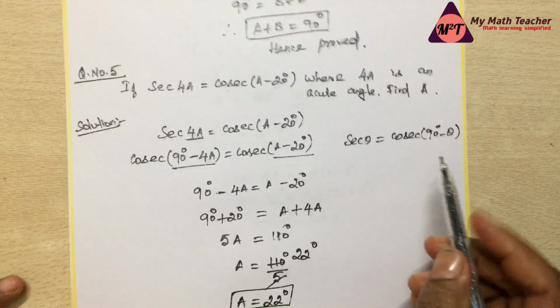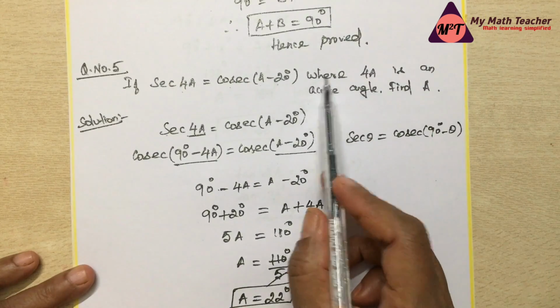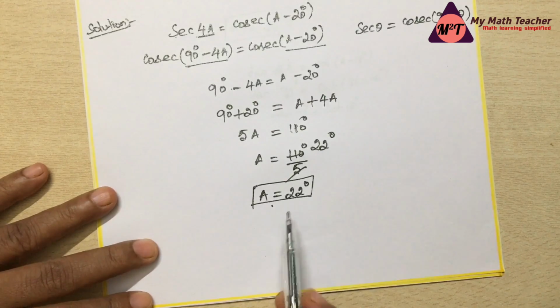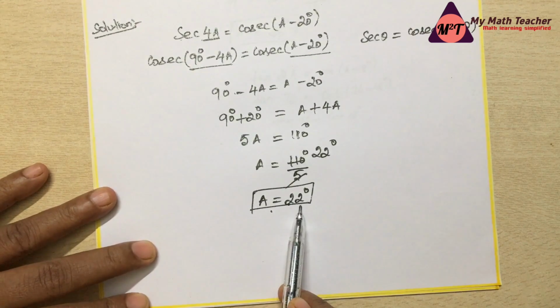Okay. Now we have got the a value, where 4 times a is an acute angle. Just check with your answer. 4 times 22 is 88 degrees.